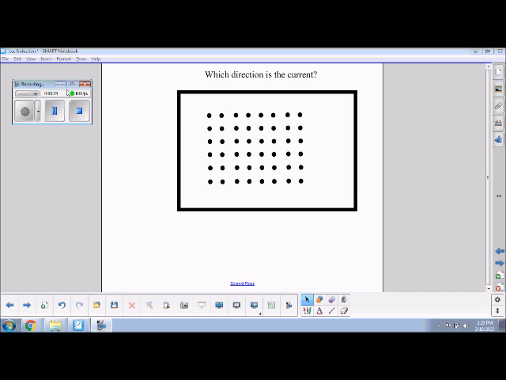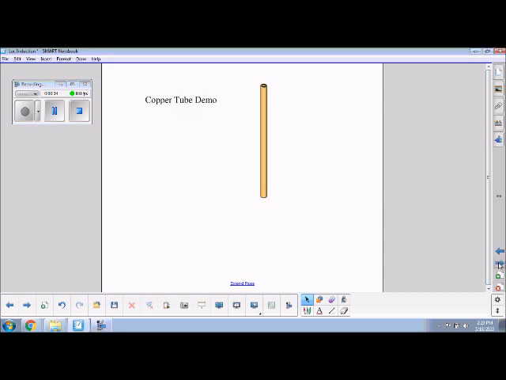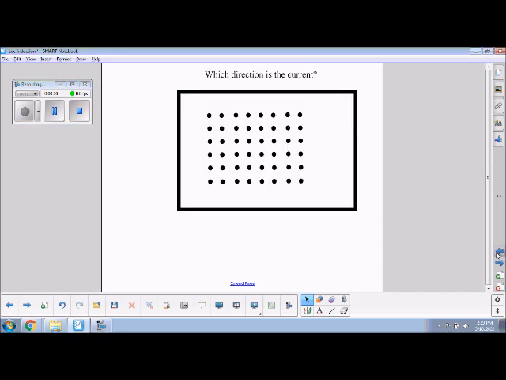I would wait for the class to respond. We would discuss it. And the answer would be, there is no current. You have a constant magnetic field. A constant magnetic field does not yield an EMF. If we had an increasing magnetic field, now we would. If that magnetic field gets stronger and stronger and stronger, then you would get a current induced, an EMF induced.